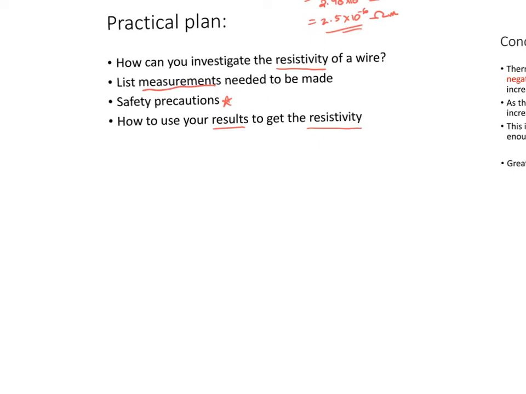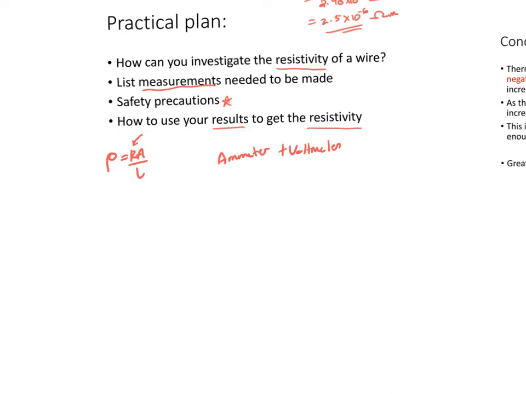So let's start with how can I investigate resistivity? If this is my equation for resistivity, that means I need to be able to make several measurements, and obviously not just one set of measurements, because I need to get an average to make my experiment more accurate and precise. So I have to be able to measure resistance. We can do that using an ammeter and voltmeter.